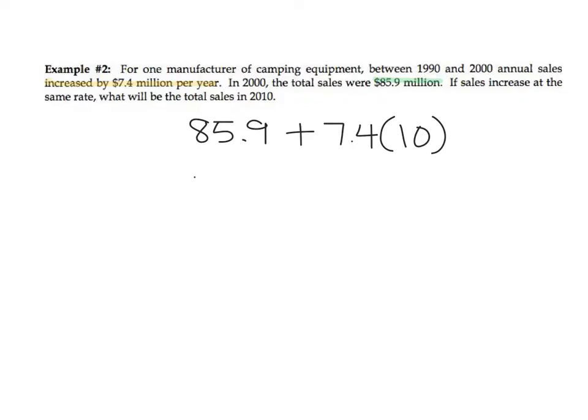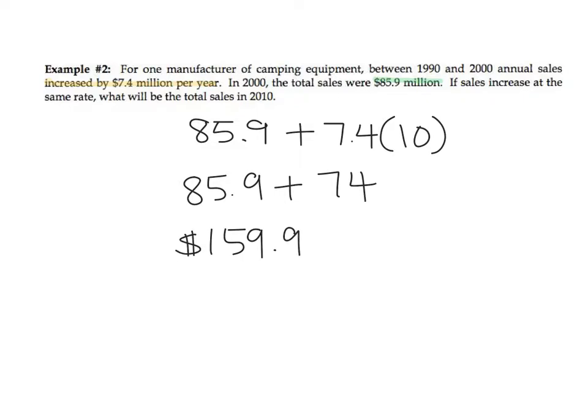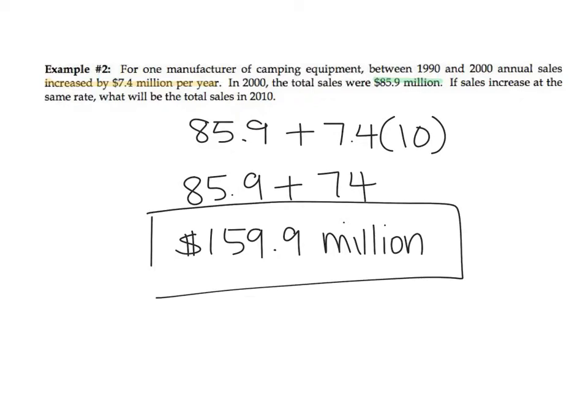So we're going to have 85.9 plus, and then 7.4 times 10 is 74. So when we do 74 plus 85.9, we're going to get 159.9, and then because this is talking about in millions of dollars, it'd be $159.9 million. That would be the total amount of money made in sales in 2010.